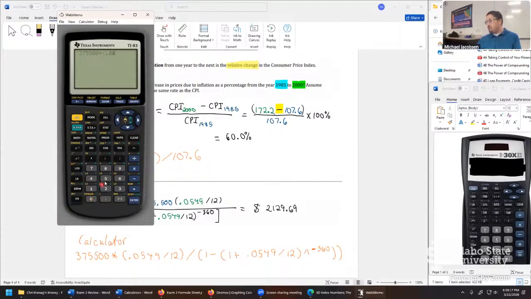Then 0.0549 divided by 12. This calculator just keeps going on to the right, but here it drops down to a new line. Here's the closed parenthesis. Here's the division, and it takes us to this stage. Then open a parenthesis and go 1 minus, open a new parenthesis, and go 1 plus. And Amy says also don't put 2 on the end, just the 1.